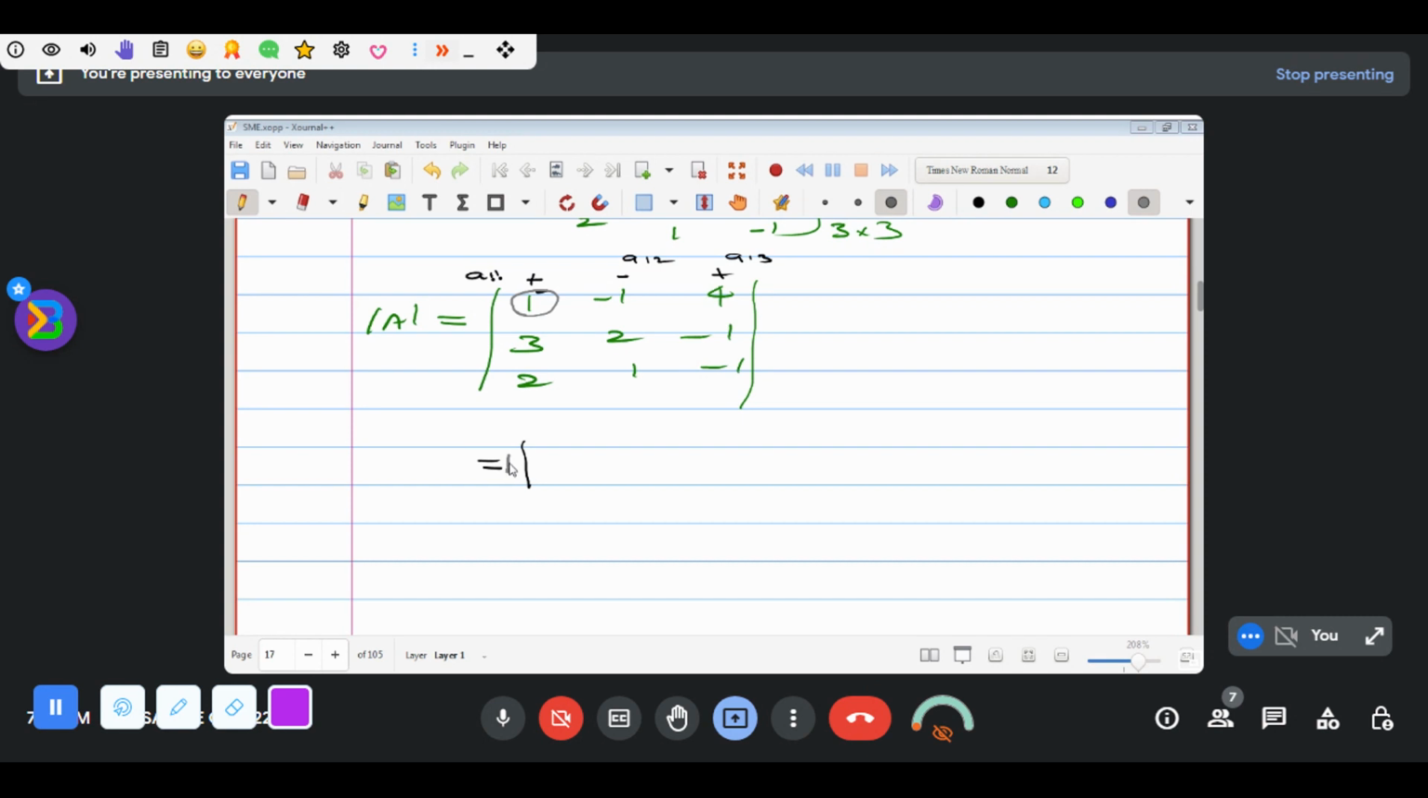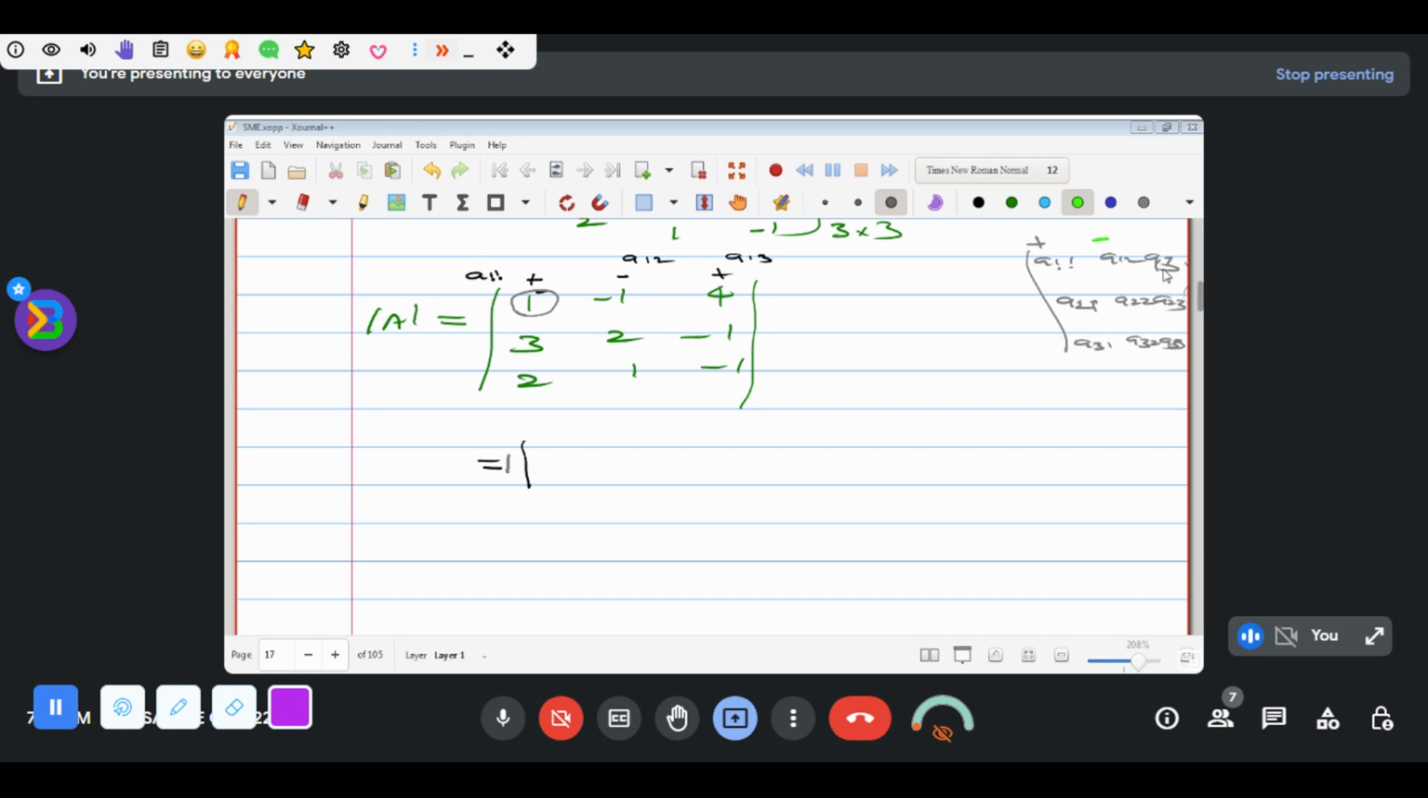How is the first one plus? It's a notation, because of the determinant concept: A11, A12, A13, then A21, A22, A23, A31, A32, A33. This was already studied at school level. You just add the indices: 1 plus 1 is 2, even means plus; odd means negative sign.